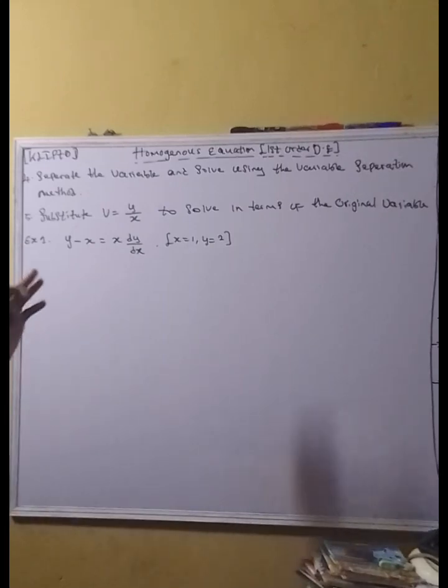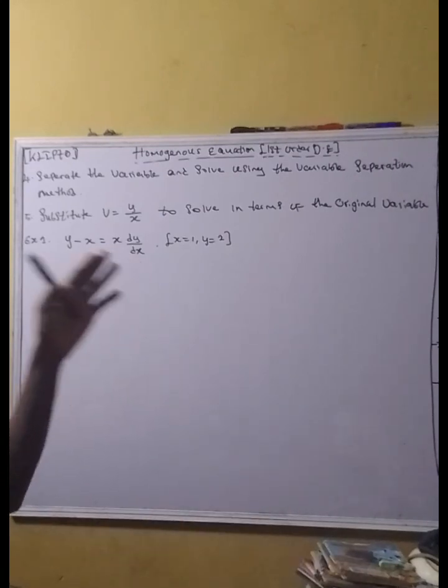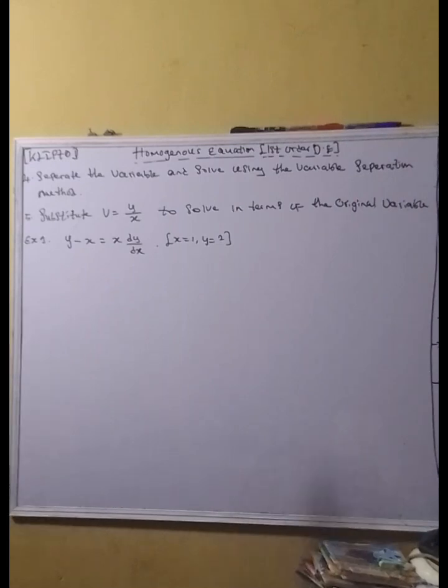Now the fifth thing is that we substitute in the last part v equals y over x, to solve the equation in terms of its original variables which were there before. So if you look at this particular question now, y minus x equals this.